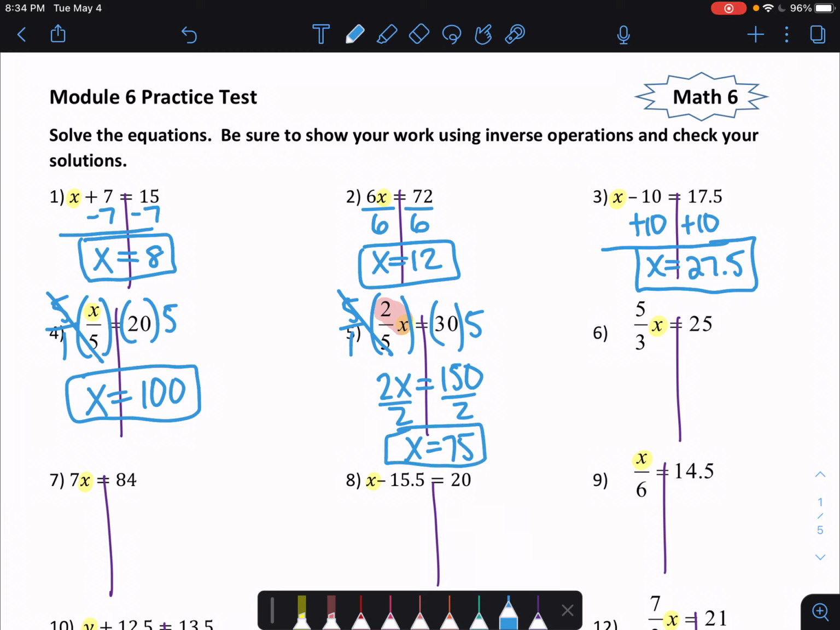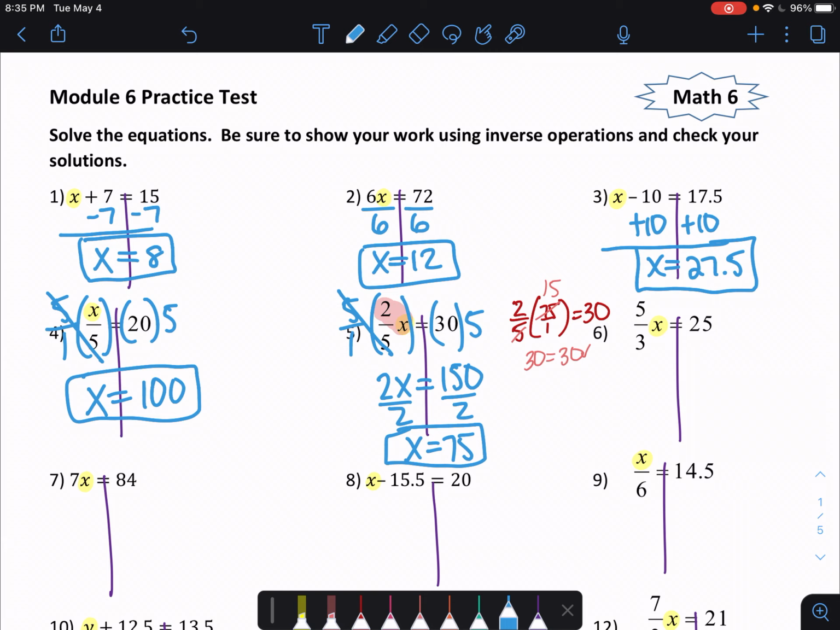To check this one, I am going to do 2/5 times 75 over 1, and I want to know if that equals 30. Well, I can do my cross canceling. This is 15, so 30 is equal to 30. So that one does check out.